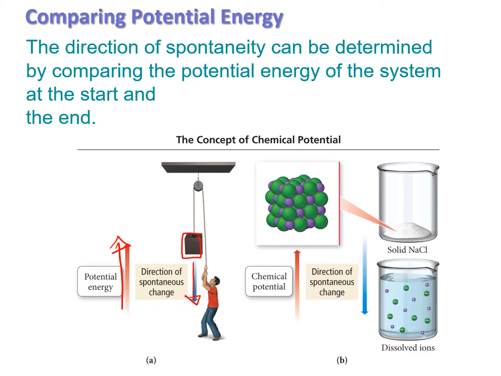Another example is you have some sodium chloride. It is spontaneous for it, whenever you put it in water, for it to dissolve. It'll just dissolve into its ions on its own. You don't have to really do anything, just maybe stir it around a little bit. But in order to go the other way around, the ions to the solid, that would be non-spontaneous.